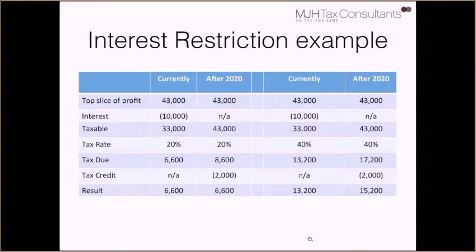From 2020, when the rules are wholly introduced, instead of that interest being allowed as a deduction, you can see that you end up still with a £43,000 profit. 20% of that leads to an £8,600 liability. So instead of the interest being given as a deduction, you instead get a tax credit of £2,000. And you can see that for basic rate taxpayers, the result is the same. You still have a £6,600 liability.